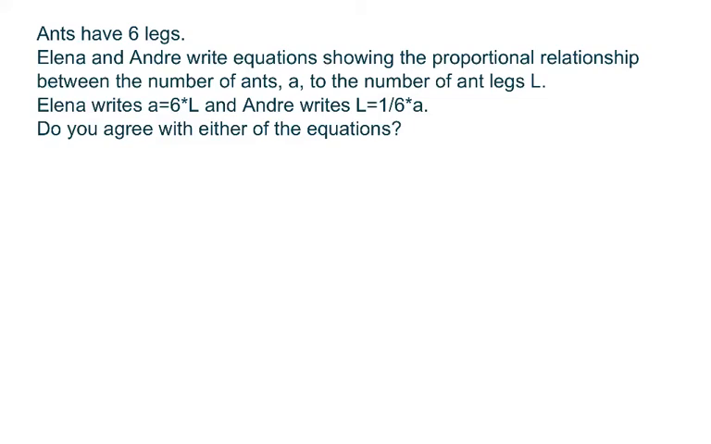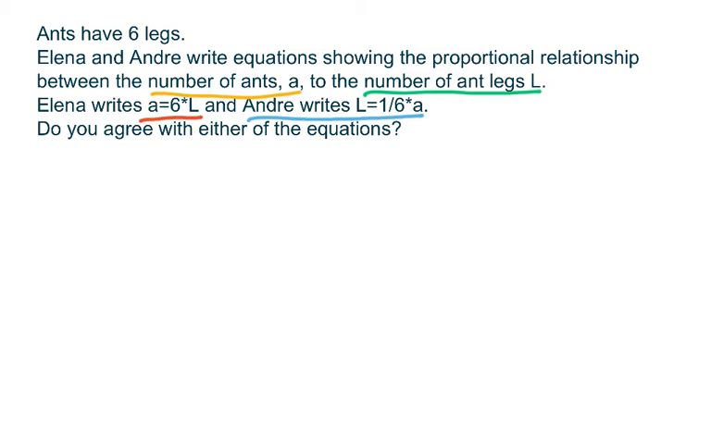Ants have 6 legs. Elena and Andre write equations showing the proportional relationship between the number of ants, A, to the number of ant legs, L. Elena writes A equals 6 times L, and Andre writes L equals 1/6 times A. Do you agree with either of the equations?